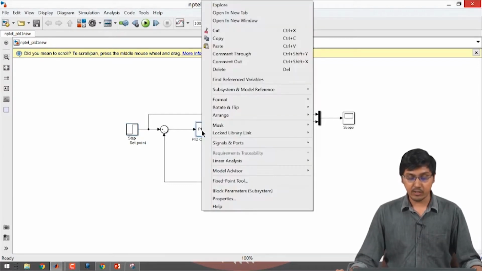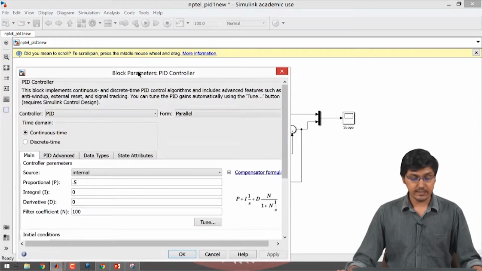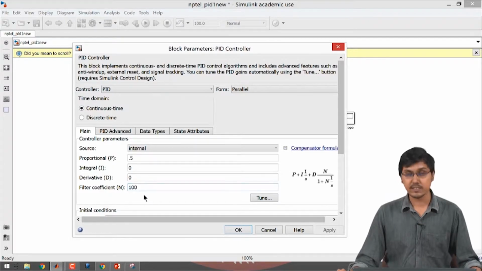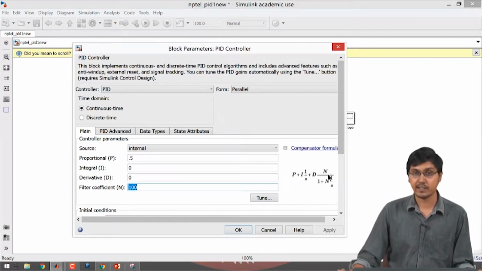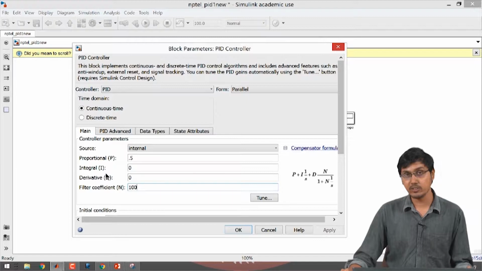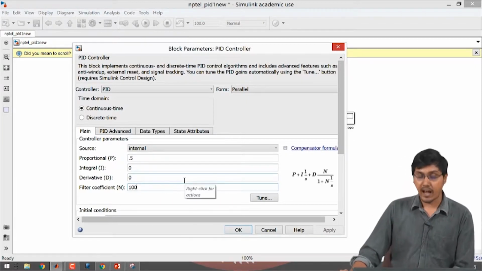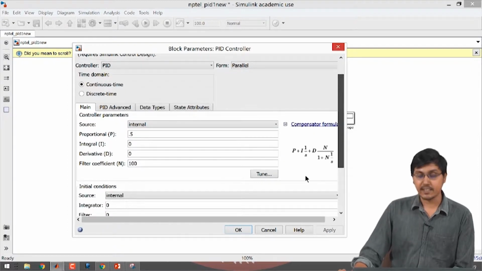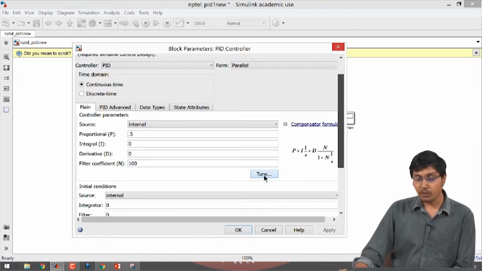If you open the PID controller block, you can see the proportional gain, integral gain and derivative gain. Let us forget for now about the filter coefficient, which is for the differentiation that we are implementing here. We are just going to change the Kp, Ki and Kd values and see how the response changes. There is also an option here called tune.